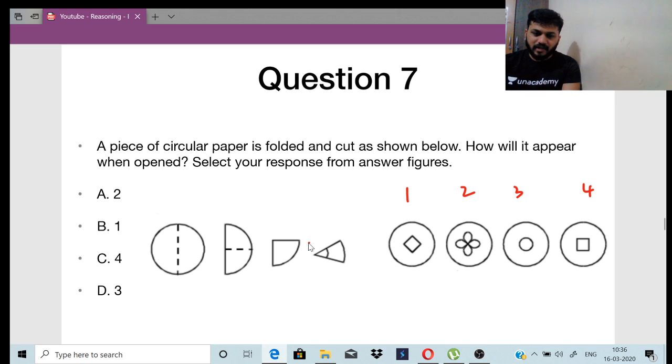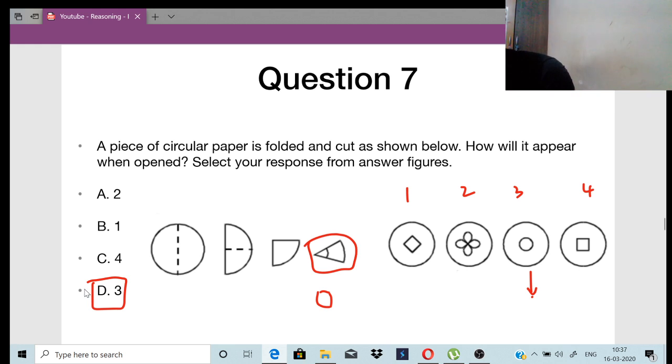Just see the last part, guys. Okay, last part is like this, right? So it will be this, right? Last part is this, so it is third option. Okay, third option is there in option 4, so it is D. है ना? It is D. Clear? So third one is the correct part.